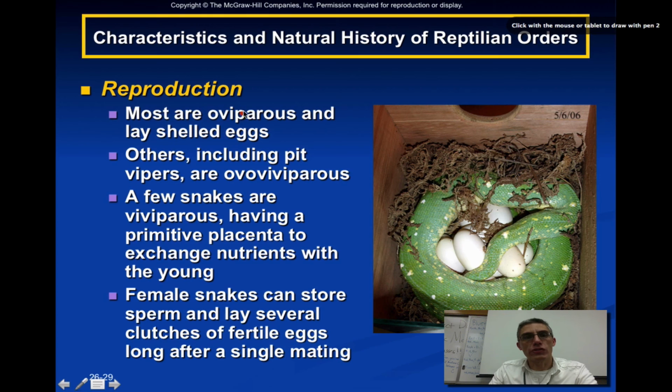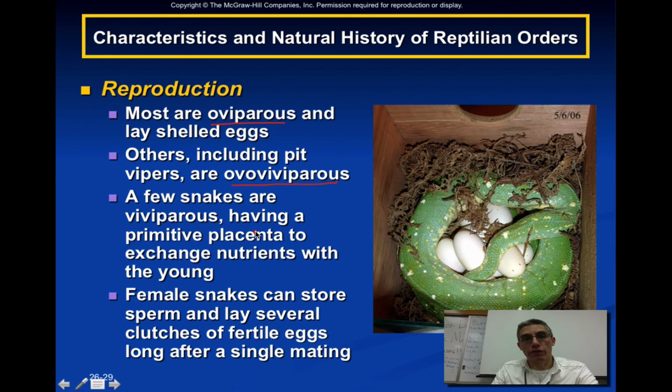Now, reproduction in snakes, most are going to be oviparous, which means they're going to be egg layers. Others, including some of the pit vipers, are going to be ovoviviparous, which means that they're going to retain the eggs in the animal's body. They're going to hatch, and as we had said, it kind of looks like they're giving birth to live young, but it's not exactly the same as viviparous.